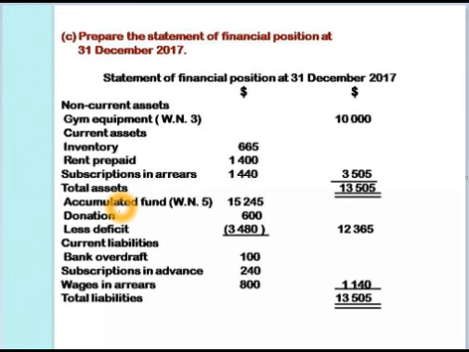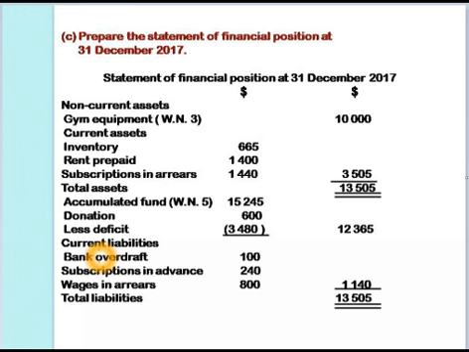Then we will take all the liabilities. In this we will start with the accumulated funds, which we have calculated in the fifth working notes, and then to this we will add the donation, which was given as the last bit in the additional information, and from there we will subtract the deficit which we got from the income and expenditure account. So this was the non-current liabilities. After this we are going to take the current liabilities.